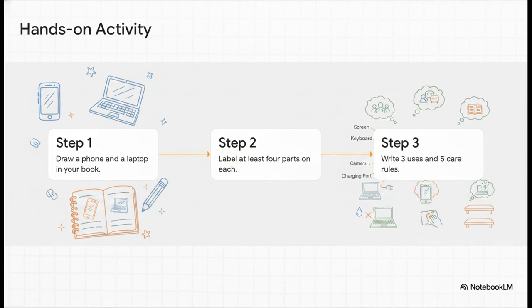Step 1, grab your exercise book and draw a picture of a phone and a picture of a laptop. Step 2, look at your drawings and label at least 4 parts on each of them. Think back to what we discussed: the screen, the keyboard, the camera, the charging port. And step 3, write down 3 things people use each device for, and then write out 5 care rules for your own home. Make your rules super simple and clear, like no water near the laptop.